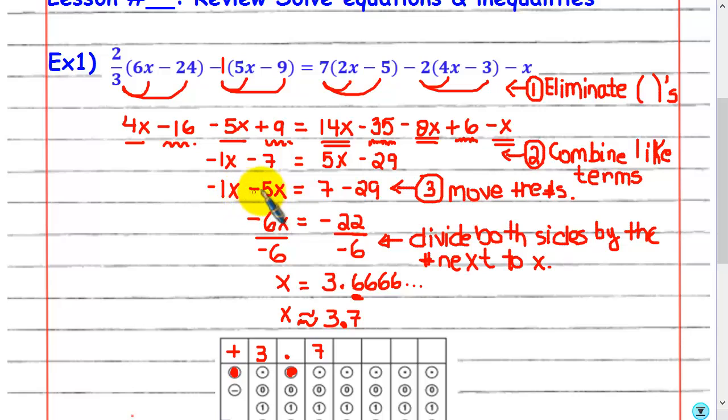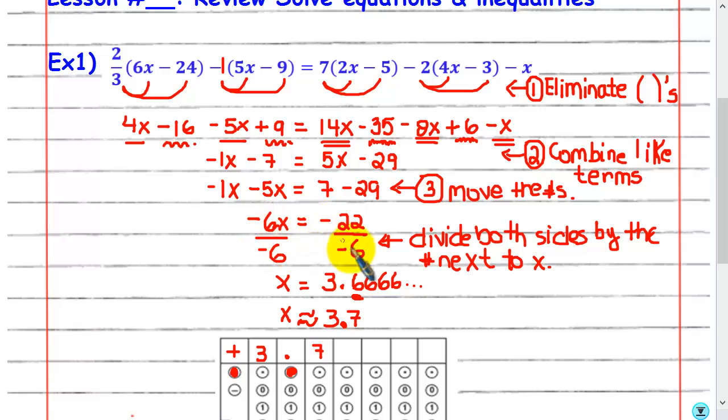So if you notice right here, step number 3 is we move the numbers around, and then we do the operations. Negative 1x minus 5x is negative 6x. 7 minus 29 is negative 22. And then we want to get the x alone, so what do we do? We divide both sides by the number next to the x. The number next to the x is negative 6.